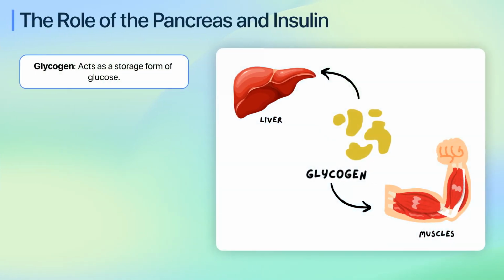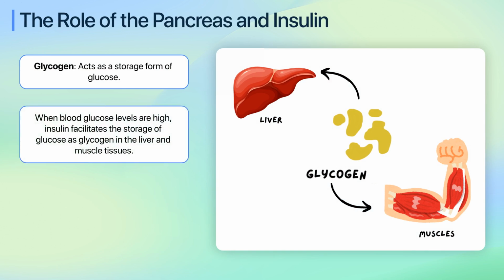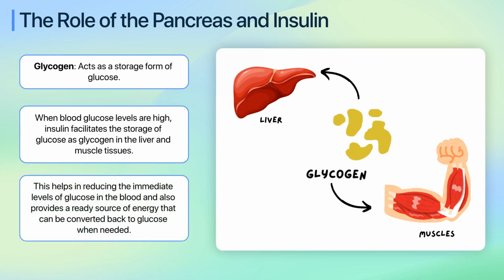Glycogen acts as a storage form of glucose. When blood glucose levels are high, insulin facilitates the storage of glucose as glycogen in the liver and muscle tissues. This not only helps in reducing the immediate levels of glucose in the blood, but also provides a ready source of energy that can be converted back to glucose when needed, such as in between meals or during physical activity.